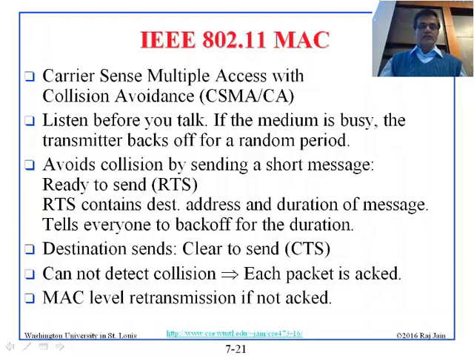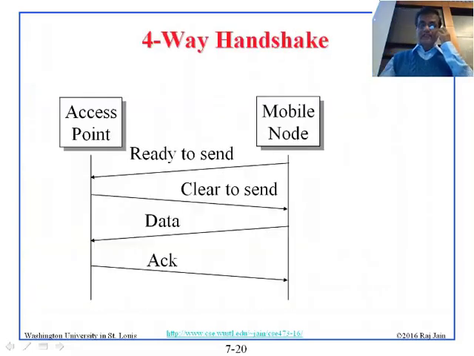And it cannot detect collision. So each packet is acknowledged, and MAC level retransmission is done if it is not acknowledged. Suppose this last message did not come through, then you start all over again. You say ready to send again. But actually, there's no such thing as again. You just say ready to send, get a CTS, send the data. You didn't get the acknowledgement, ready to send again. So everything that TCP would have done, you do it right here.